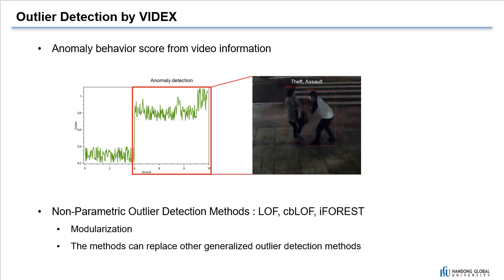For the detection stage, to conduct a proof of concept, we employ prominent non-parametric outlier detection methods, such as local outlier factor, cluster-based local outlier factor, and isolation forest. Each detection method is modularized and can be replaced with other generalized outlier detection methods.